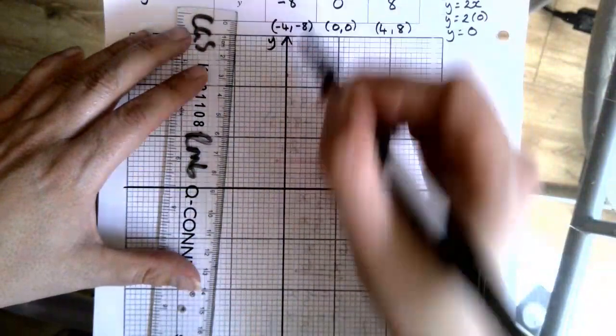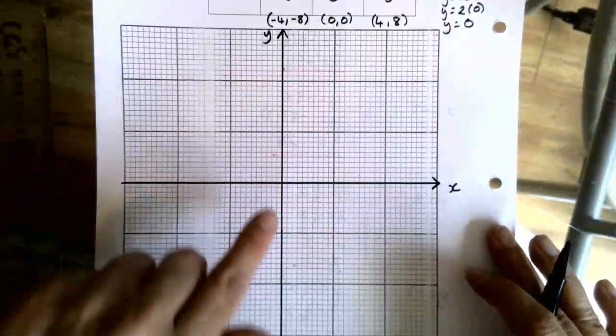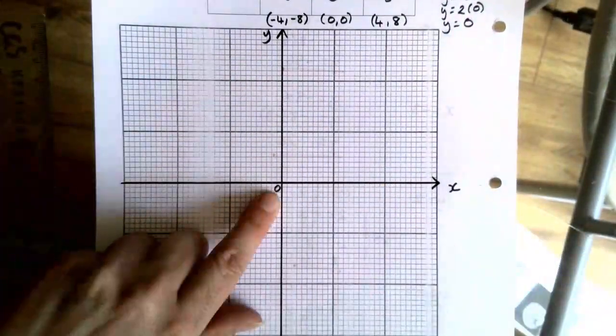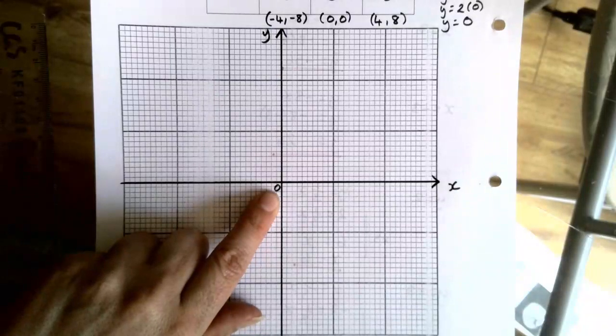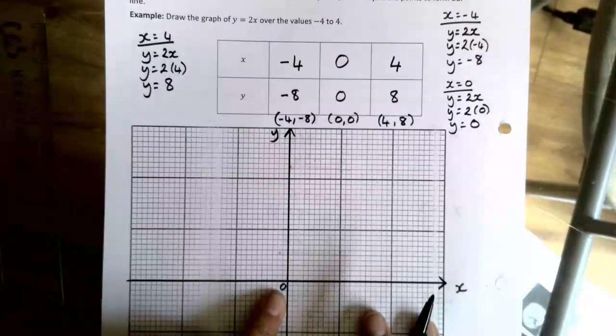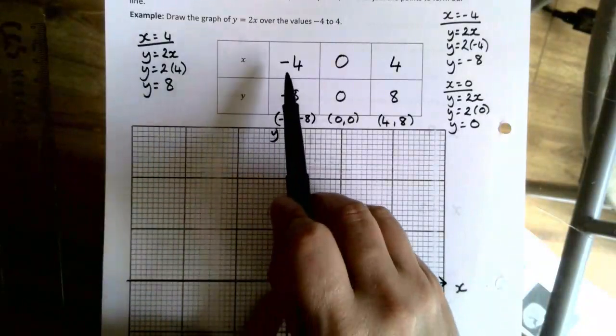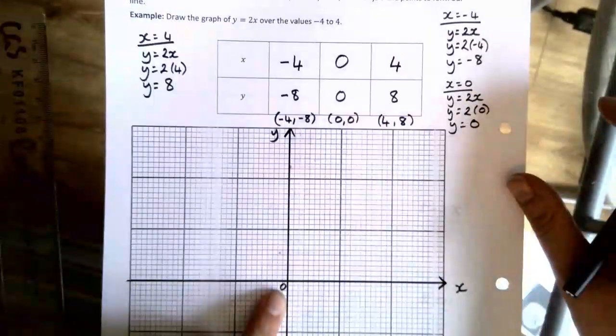So we need to figure out our scale that we're going to use. So this is obviously the point 0, 0. This is our origin. And if we refer back to our table, our x scale has to go from -4 all the way up to 4.